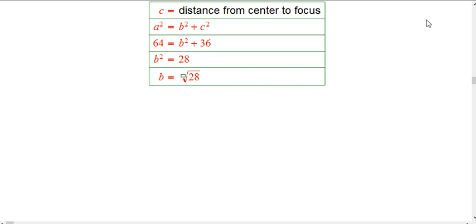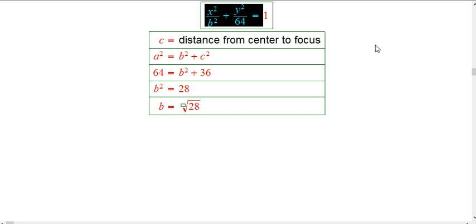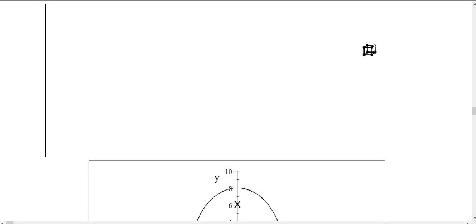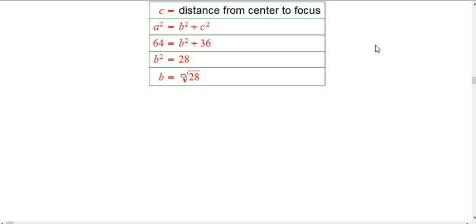Okay, so we're going to just take this equation, we can just cut and paste that down here. Oh, that's the answer, don't want to give it away. There we go. So there's our equation.